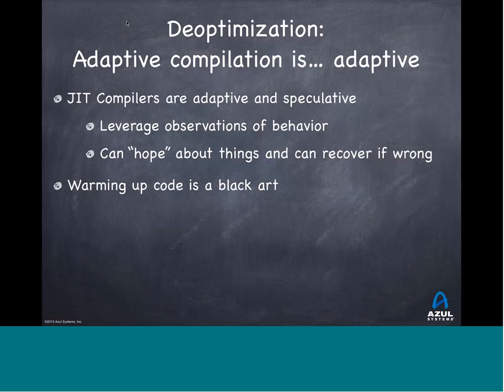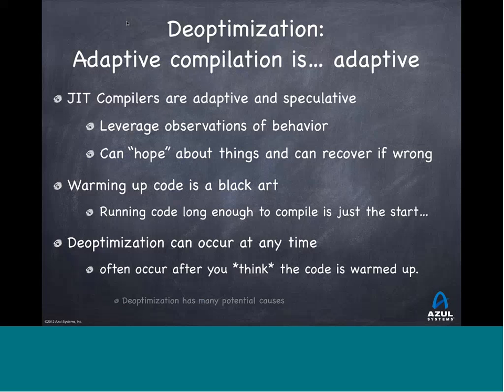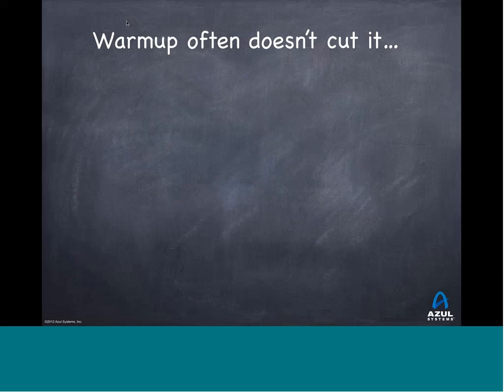Warming up code is a black art mostly because if you just ran the code long enough to compile it, you don't necessarily have stabilized the assumptions in the code. Deoptimization can always occur in the future if one of the future branches or executions of your code breaks an assumption that the compiler made to make some code ultra fast. And this often occurs well after you think the code is warmed up. So I'll give a few high-level examples of potential causes of deoptimization.